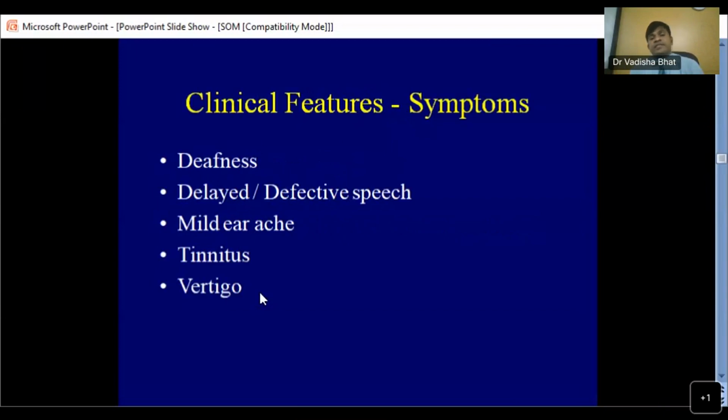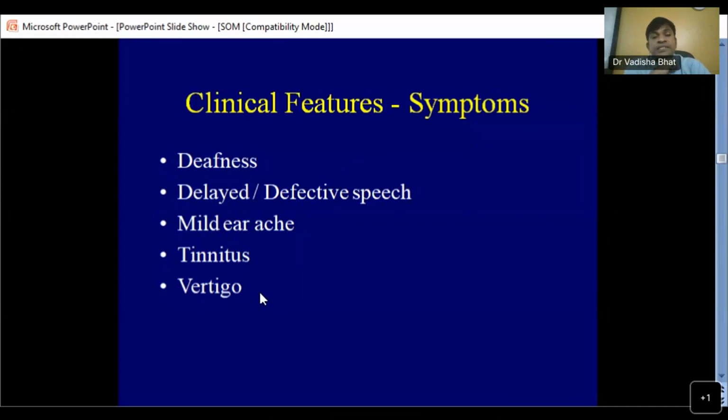The clinical features, the symptoms and the signs. One of the common mistakes, especially among undergraduates, when we ask what the clinical features of serous otitis media are, is that they say serous type of discharge is seen. We need to remember that serous otitis media will not cause any type of ear discharge, and even pain is not a classical feature of serous otitis media.